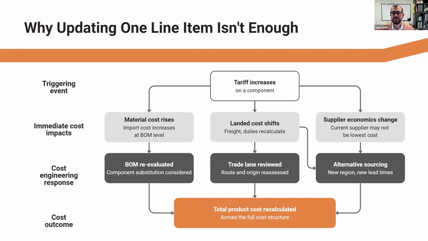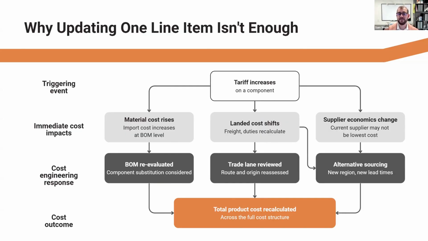So when a tariff changes, the instinct is to go find the affected component or components and update the rate. Done. Model updated. But that's not actually what happens in the full cost structure. Let's walk through it together, right? A tariff increases on a component sourced from a specific region. That's the triggering event. But what follows from that single change? Material cost goes up. That's obvious, but landed cost recalculates too, because duties are applied on top of the component value.